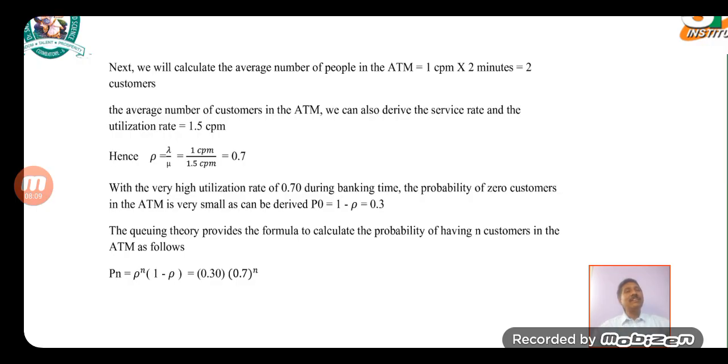With a very high utilization rate of 0.7 during the bank time, the probability of 0 customers in the ATM is very small, as we can derive P0. The probability of none of the customers in the ATM is 1 minus rho, that is 1 minus 0.7, which is equal to 0.3. Queuing theory provides a formula to calculate the probability of having n customers in the ATM: Pn is equal to rho power n into 1 minus rho, that is 0.3 into 0.7 to the power n.